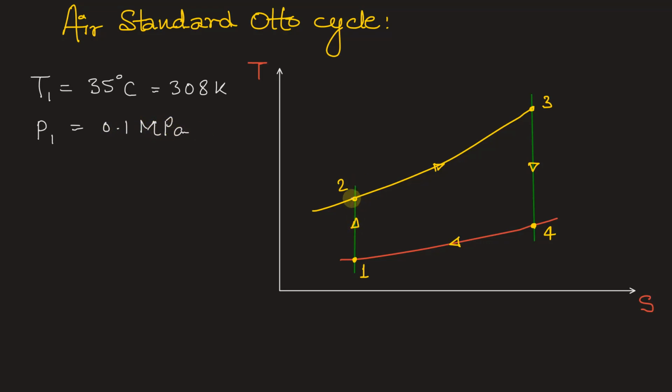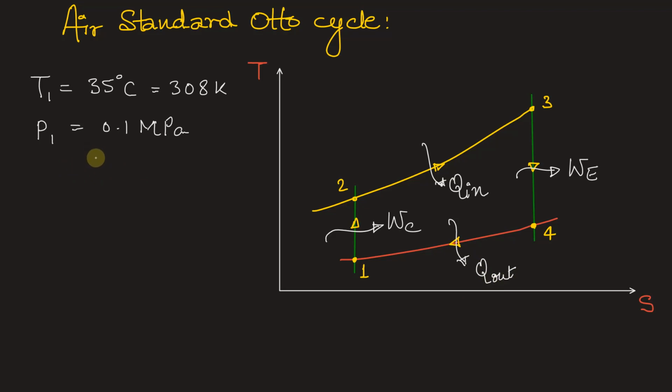Process 1 to 2 is isentropic compression process, in which work is done by the compressor on the cycle. So work is done on the cycle. 2 to 3 is isochoric process. That means the volume remains constant and heat is added in the system. In process 3 to 4, it is an isentropic expansion process, in which work is done by the cycle, therefore W engine, let's write WE for that. And 4 to 1 is again isochoric process, in which heat is getting out of the system.